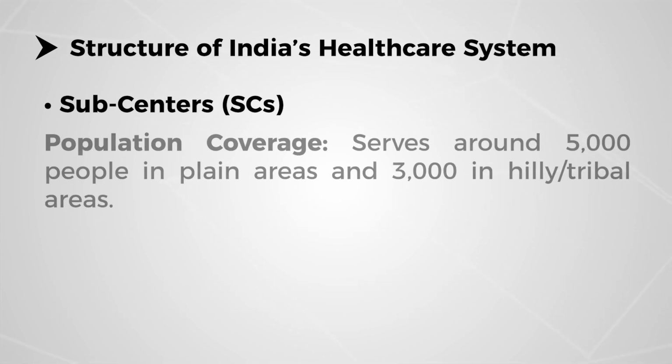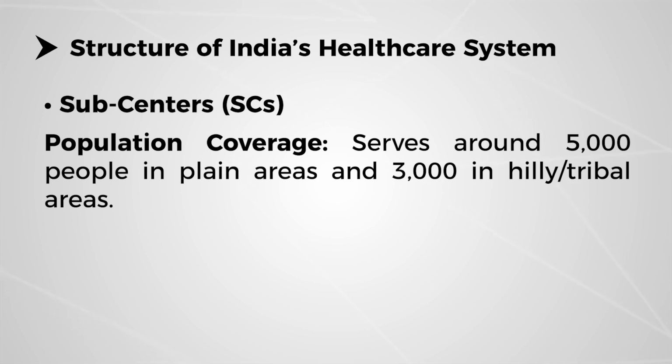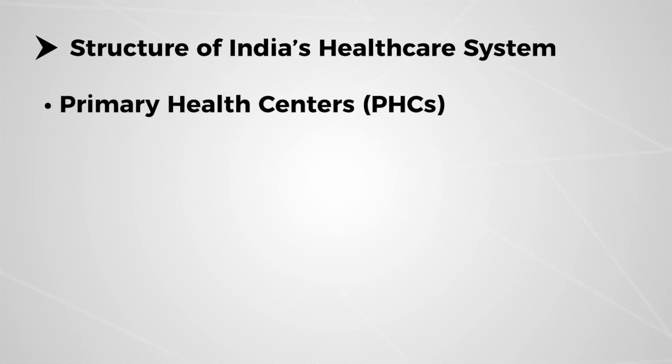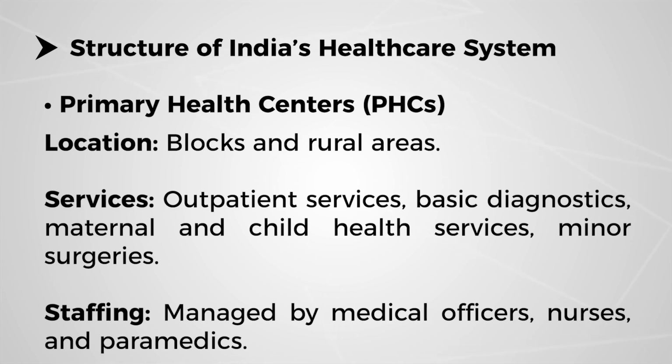Then population coverage: each sub-center serves approximately 5,000 people in plain areas and 3,000 in hilly, tribal or remote areas. Primary health centers, for example, are established at the block level in rural areas. They provide outpatient care, basic diagnosis, maternal and child health care and minor surgeries at the primary health center level. They are led by primary medical officers, with nurses and paramedics providing additional support.